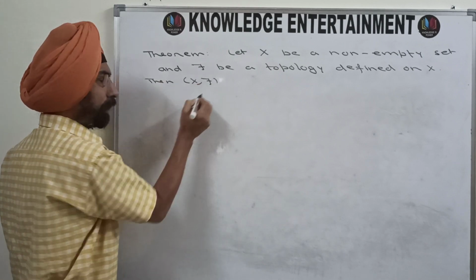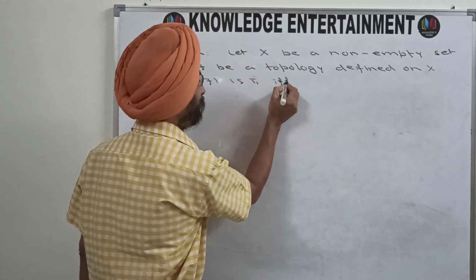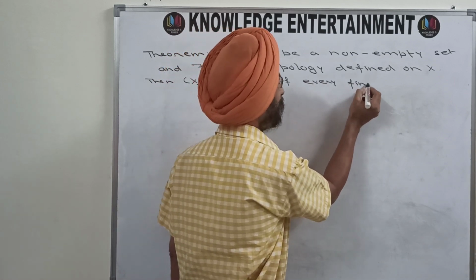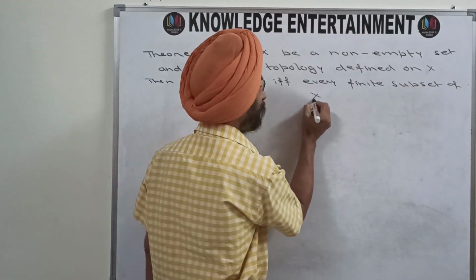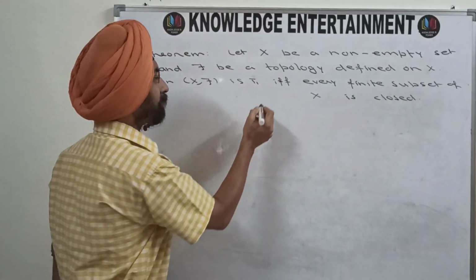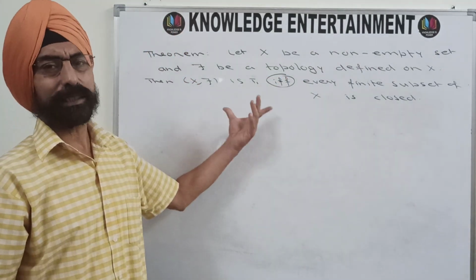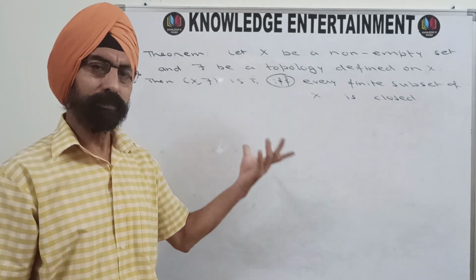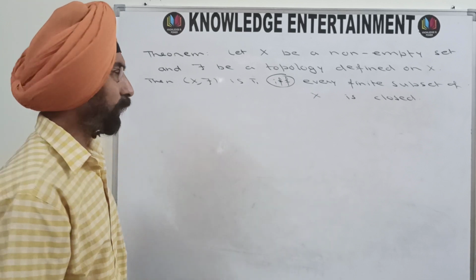(X, tau), the topological space, is T1 if and only if every finite subset of X is closed. So here again we are having if and only if, and this is nothing but the expanded form of the previous theorem. So since we have proved the previous theorem, the proof of this theorem will become now very, very easy. So let us start the proof.